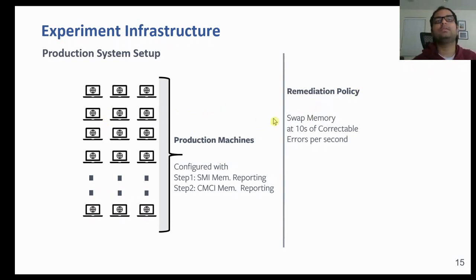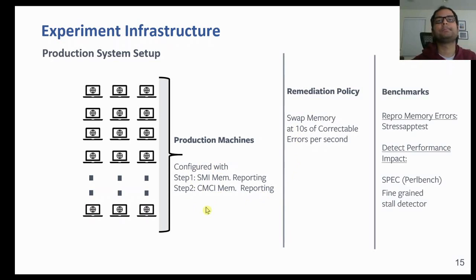In our current infrastructure, we swap the memory at tens of correctable errors per second. Depending on the memory remediation policy, one might go for different thresholds when choosing SMI or CMCI in their infrastructure. In addition to remediation policy, we also use benchmarks. For reproducing memory errors, we use stressapptest, which is a Google benchmark available as an open source test utility. To measure performance impact, we use perlbench within the SPEC benchmarks, and we augment that with an additional fine-grained stall detector to detect CPU stalls. With that description of the production system setup, let's start looking at the different observations that we have been able to make through these experiments for memory error reporting.